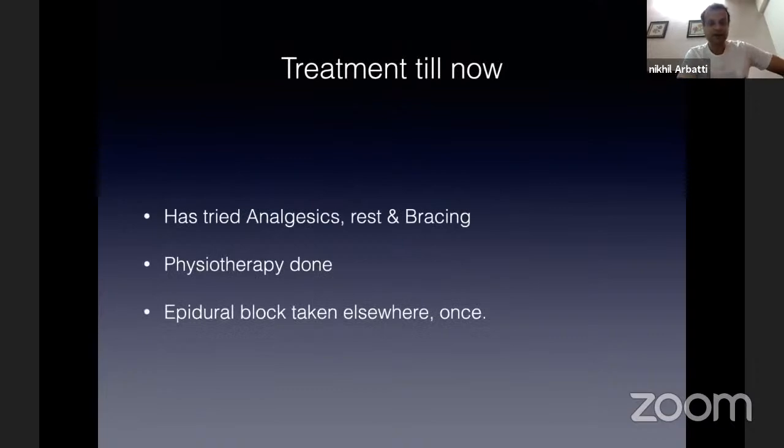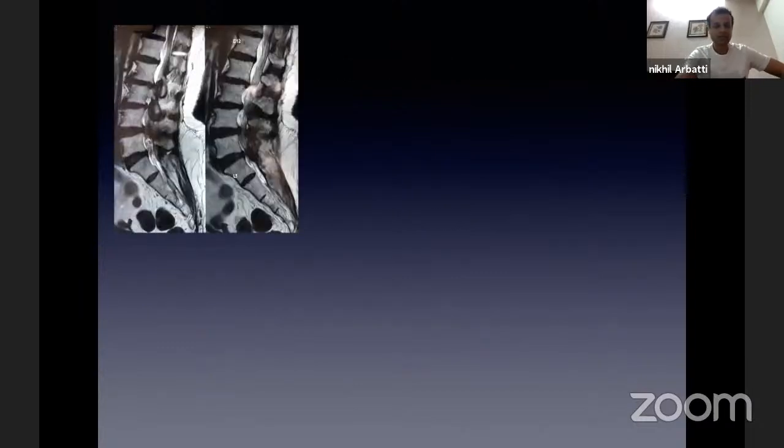She had taken a lot of analgesics, rest and bracing till now. She had also tried physiotherapy. She had been consulted by other orthopedic surgeons and even a spine surgeon. She had even taken an epidural block once about 4 or 5 months before, but none of them had given her permanent relief. Looking at the radiological pictures, in the MRI there is a sacralization of the L5 with L3-4 and L4-5 stenosis.